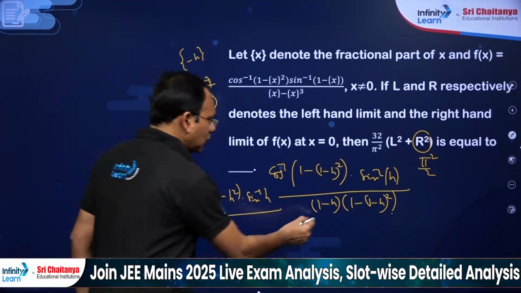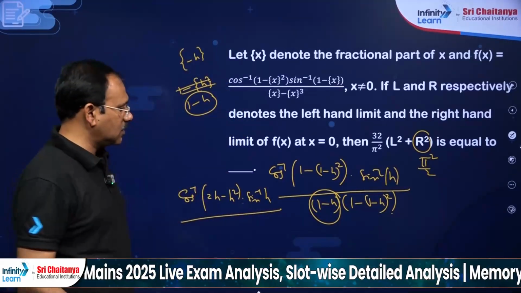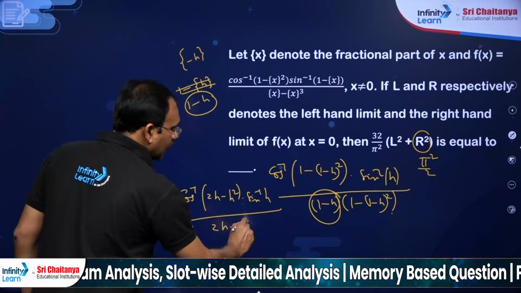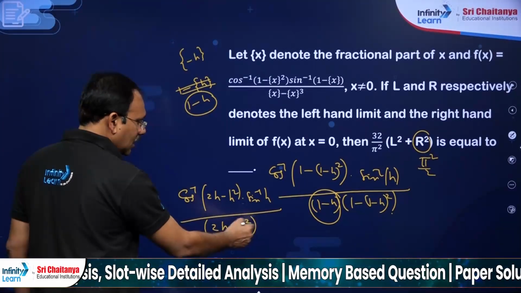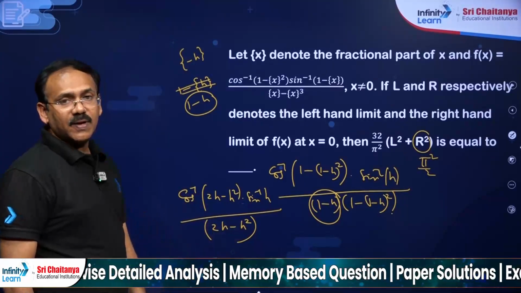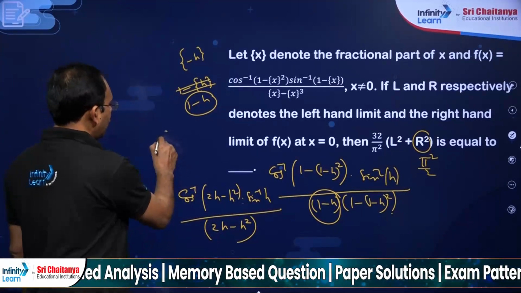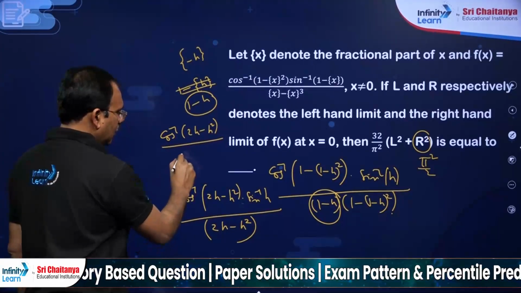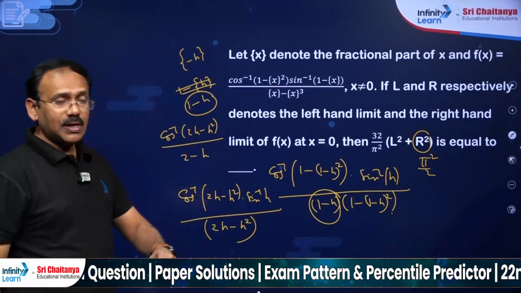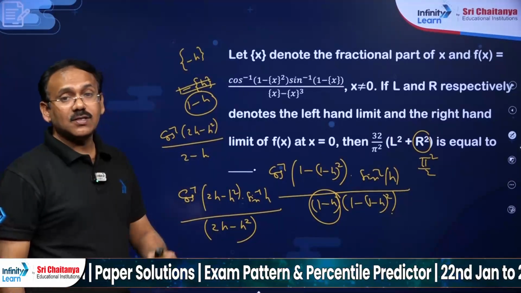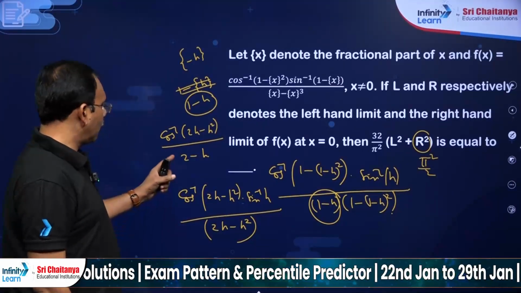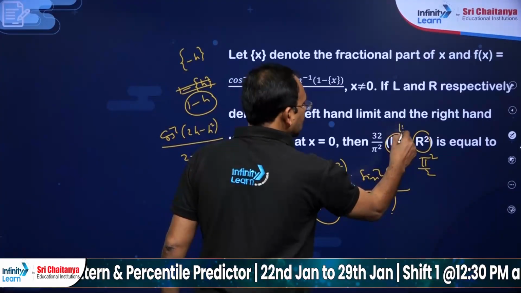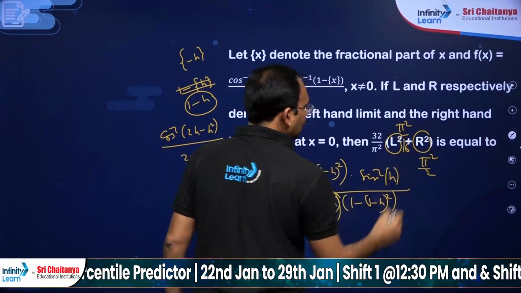as h tends to 0, 1 minus h will go to 1, take this out. Here also 1 gets cancelled, you will get 2h minus h square will be left. You can take one h common, sin inverse h by h will become 1. So, you are left with cos inverse of 2h minus h square by, you will get 2 minus h. Now, you put limit h tends to 0, cos inverse 0 will become pi by 2 by 2, pi by 4 it is. Pi by 4 whole square is pi square by 16 it is.